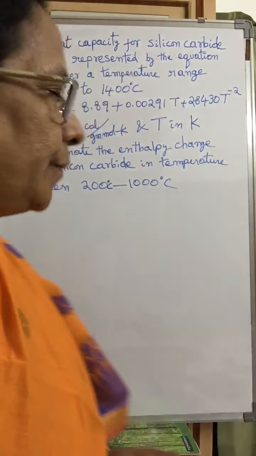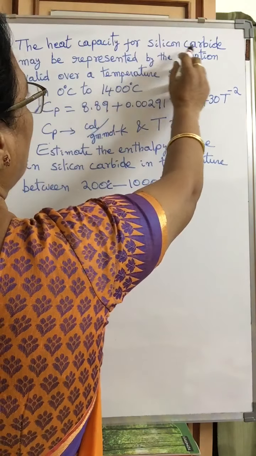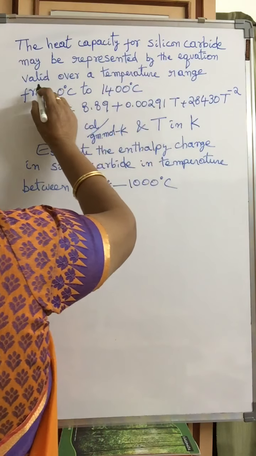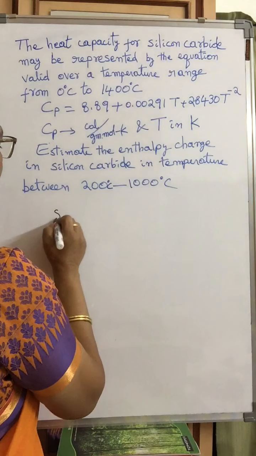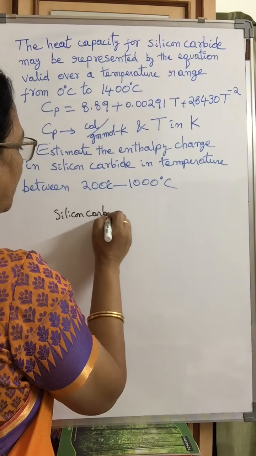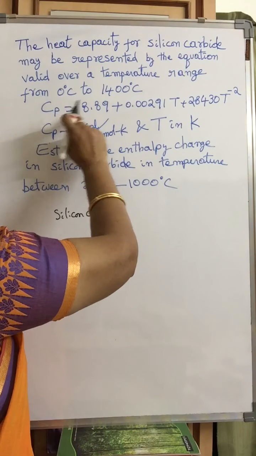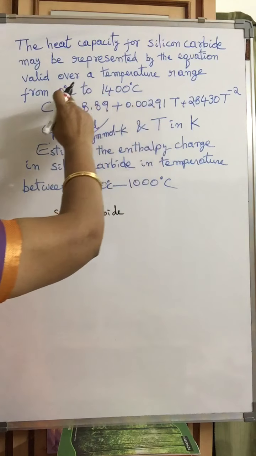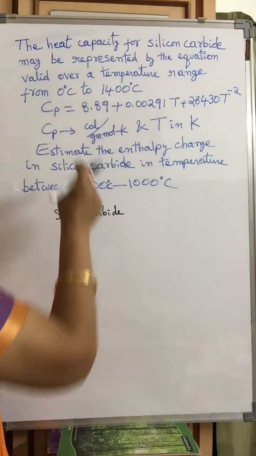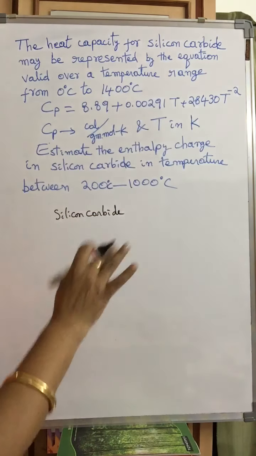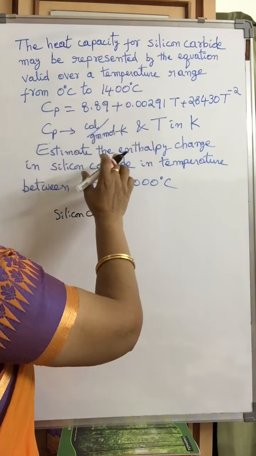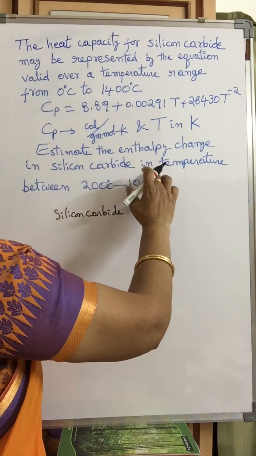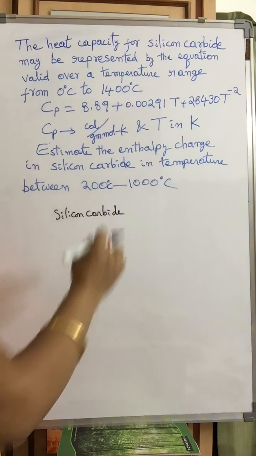Good morning, students. Now one more problem in calculation of CPM and Q. The heat capacity for silicon carbide may be represented by the equation, valid over a temperature range from 0 to 1400 degrees centigrade. The substance is silicon carbide, and its CP equation is given. The CP units and T units are also given. Already we have discussed: you need to substitute T only in Kelvin, then you will get CP only in this unit. Estimate the enthalpy change in silicon carbide in temperature between 200 to 1000 degrees centigrade.